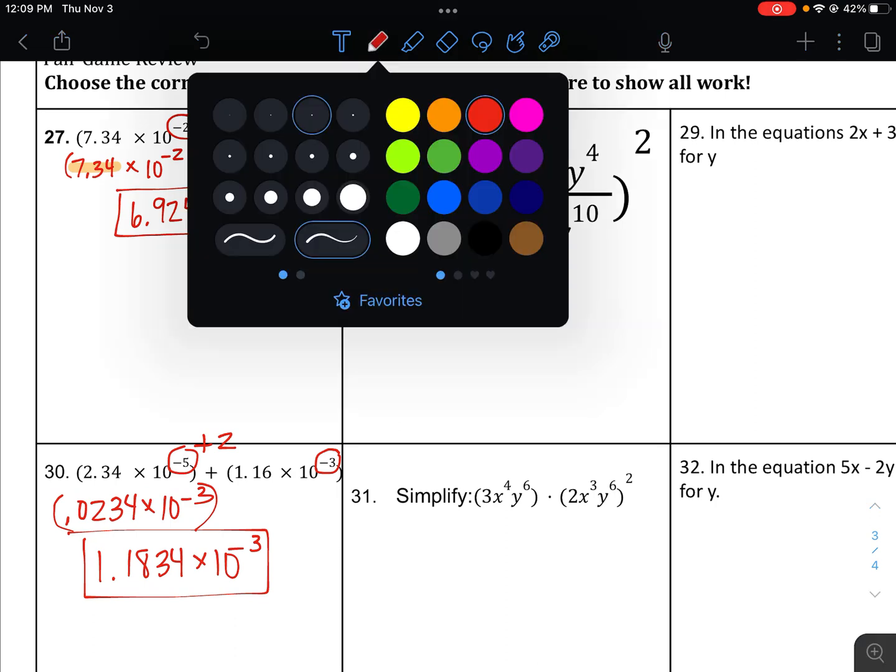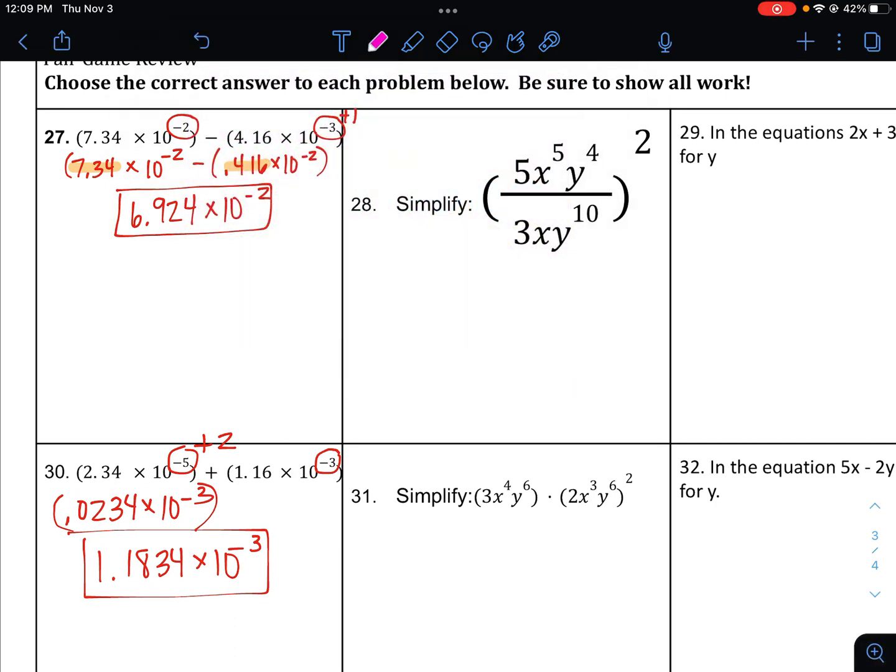Simplifying exponents, so this is in the center 2 problems. You're going to apply this power first. So 5 to the second power is 25. 5 times 2 is 10, so x to the 10th. And 4 times 2 is 8, so y to the 8th. And you do that same process on the bottom. So 3 to the second is 9. That becomes x to the second. And 10 times 2 is y to the 20th.